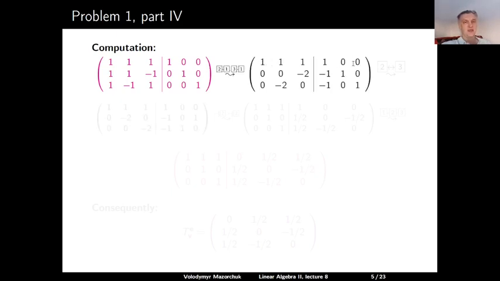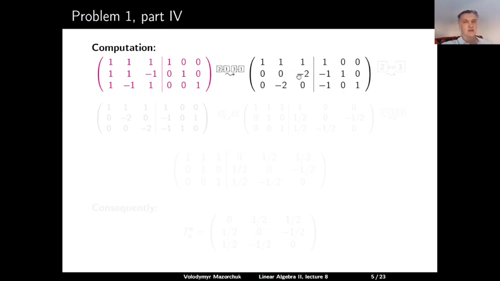Row 1 remains the same, and row 2 becomes 1 minus 1 is 0. 1 minus 1 is 0. Minus 1 minus 1 is minus 2. 0 minus 1 is minus 1. 1 minus 0 is 1. 0 minus 0 is 0. And row 3 becomes 1 minus 1 is 0. Minus 1 minus 1 is minus 2. 1 minus 1 is 0. 0 minus 1 is minus 1. 0 minus 0 is 0. 1 minus 0 is 1.